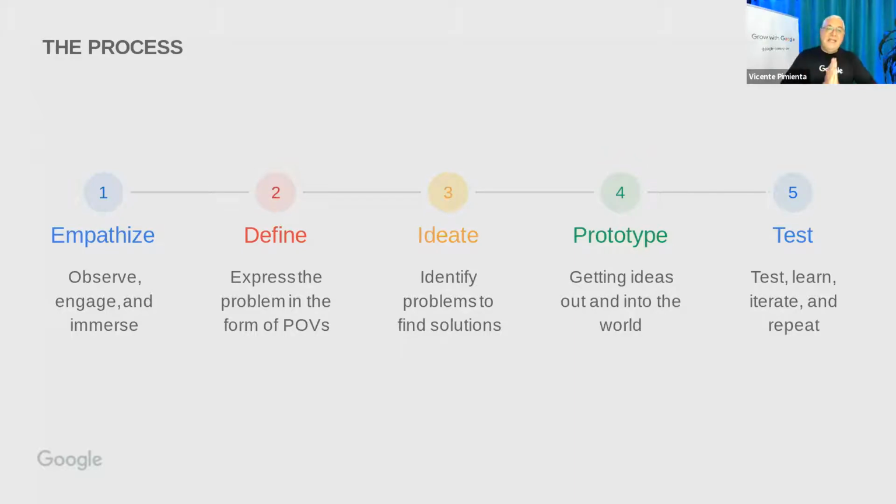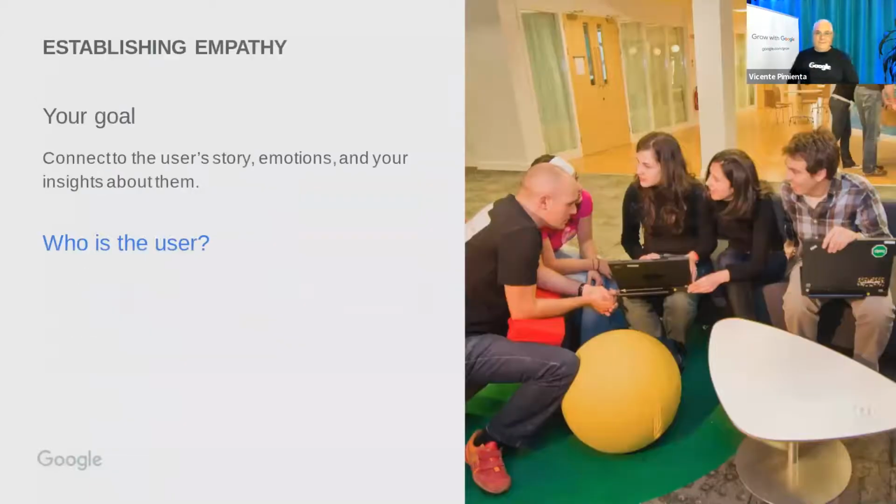to finding a solution. The fourth one is the prototype. Getting ideas out of your head and out of the paper, you have to write everything down, and into the real world. And the fifth is the test, where you actually interact with the prototypes, you test, you learn, and you iterate. So this process is an evolving one, and it's so fun to do.